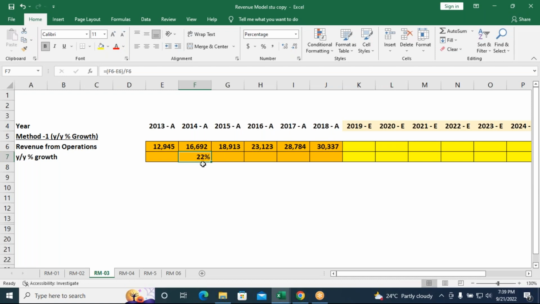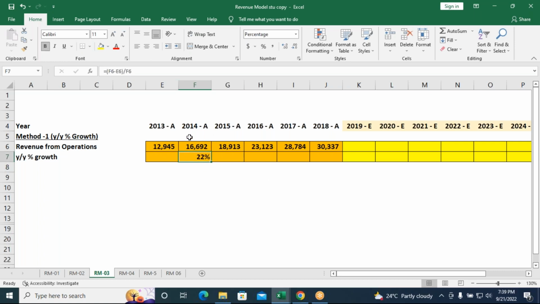So it is estimation what we have to do. So this is the actual ones and these are the estimations. So here I'll put in the formula: is equal to, open the parenthesis, this minus this value, divided by this value. So I'm getting it as 22%.